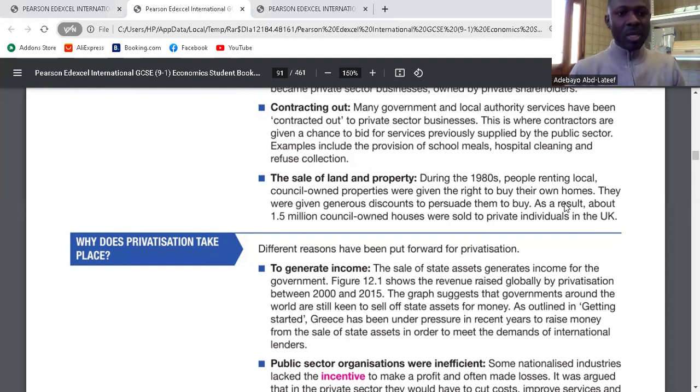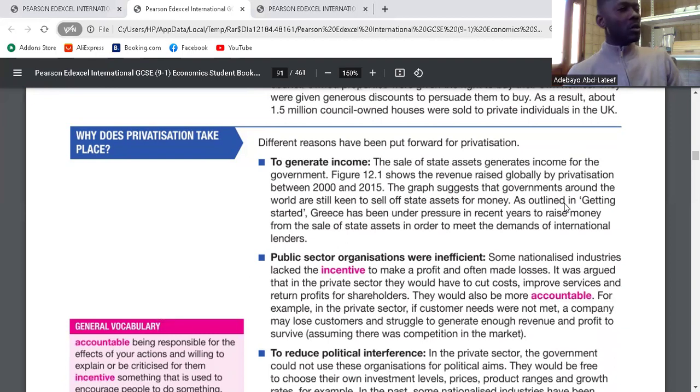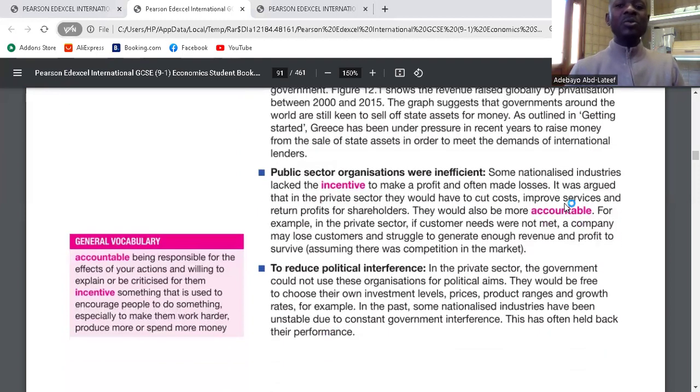Clear. All right. So why does privatization take place? Why do we even have to privatize? The first one, to generate income. We said one way of privatization is to sell government property, government land, government businesses. So government will generate income and revenue from it. Government might sell these assets to generate income, which can be used to finance public spending.